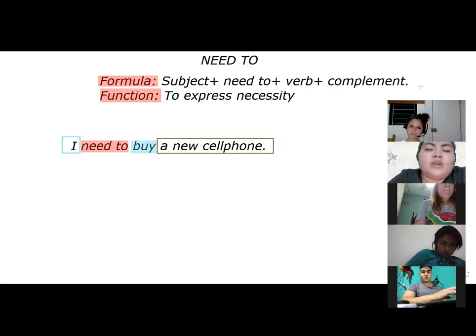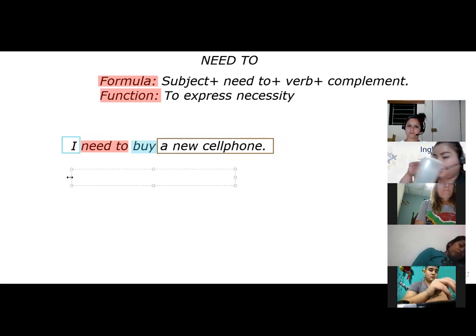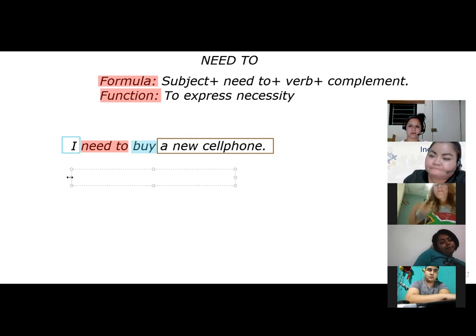Ahora, siempre tomando la misma estructura, podemos utilizar otros sujetos. Danny, give me one subject pronoun. No me voy a dar I porque ya lo tenemos ahí. Sería. We need.